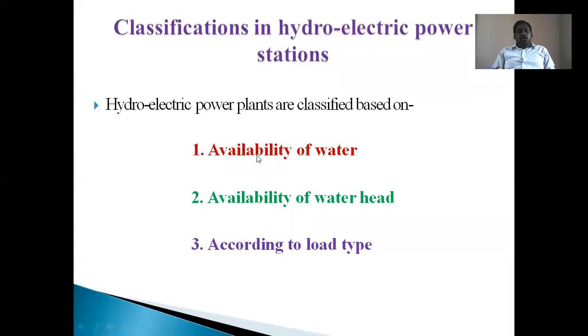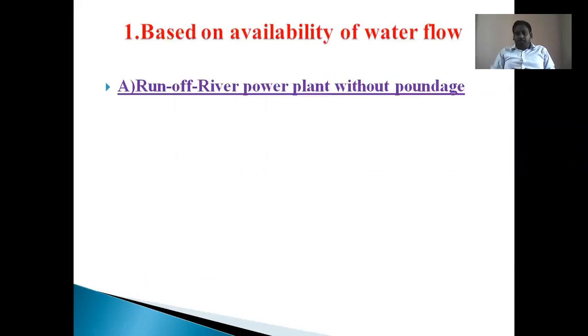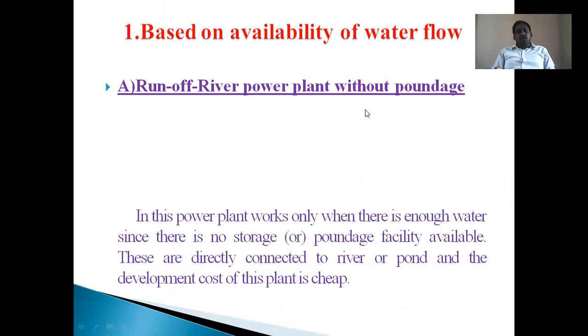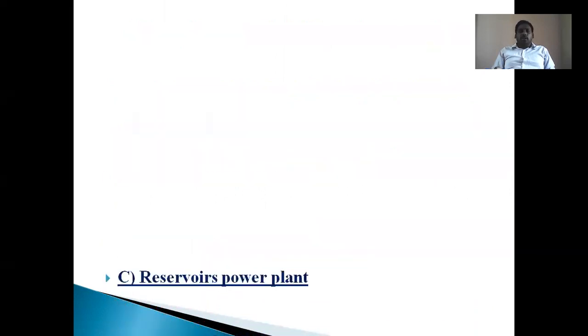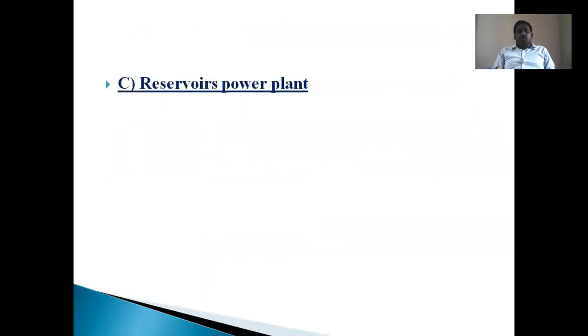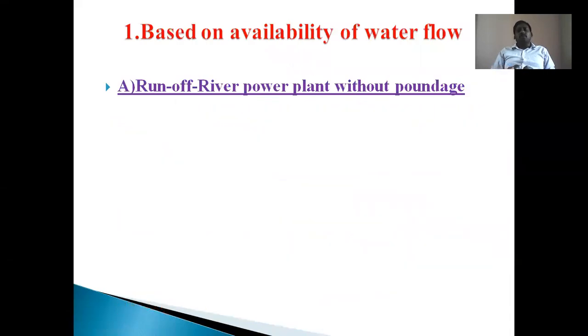The first parameter is availability of water flow, not water. Based on the availability of water flow, the hydroelectric power stations are classified as runoff river power plant without pondage and runoff river power plant with pondage. Finally, reservoir type of power plants. The first one is runoff river power plant without pondage.